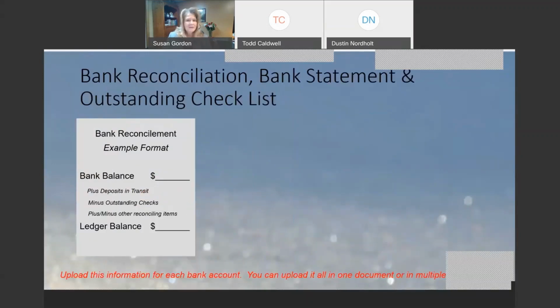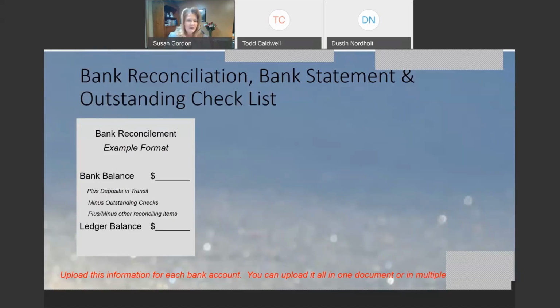Okay, now in the bank reconciliation, the bank statement and outstanding checklist, I just wanted to kind of go through what those are and what we're expecting there. These 3 items can be entered in as one document if you have them all in one document. If you have them in 3 documents, then it can be entered in 3 documents or however many you want. Whatever is easiest for you. These 3 things are all uploaded in the same section. So you can enter as many documents as you want, or you can enter just one that has all of this information.